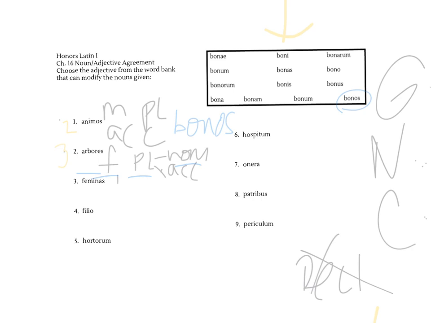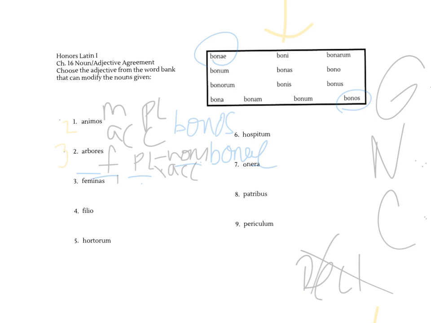So we're looking at our adjective notes. We're looking at the chart that is filled out with an example. We need a feminine nominative plural ending from the 1, 2 charts. You should end up with boni, which is a word that is up here in the box, because AE is the feminine nominative plural ending in first declension.